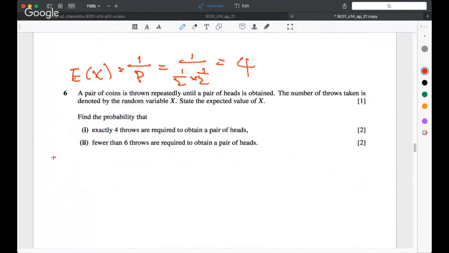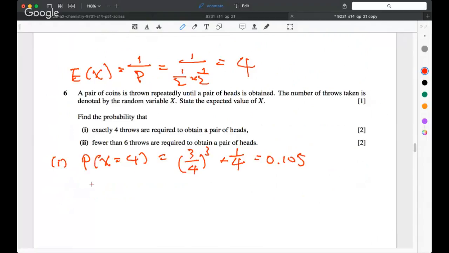And for the first part of the question, we're asked the probability that exactly 4 throws are required to obtain a pair of heads. So that is just the probability that x equals 4, and that will require 3 failures. So that's 3 over 4 to the power of 3, and exactly 1 success, and that will be 1 over 4, and that will give you 0.105.